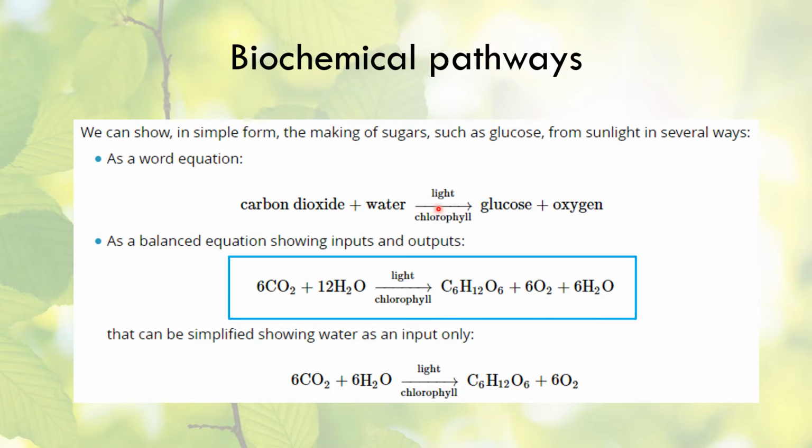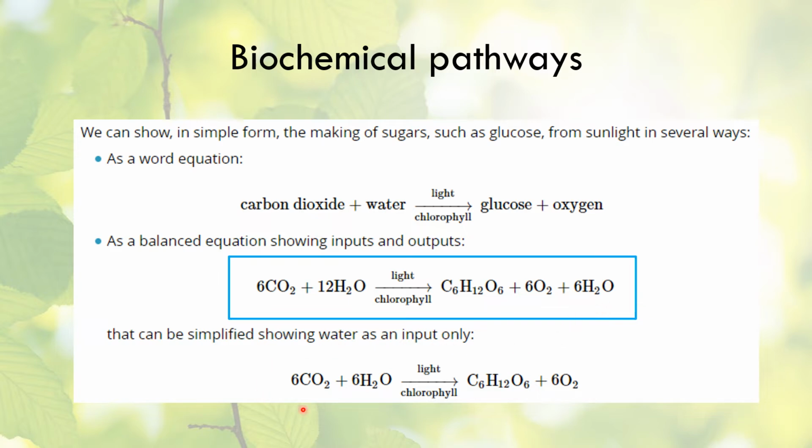It's really important that you note that light and chlorophyll are not used up in the reaction. They are almost similar to enzymes in the fact that they're not used. So it's important to make sure that you have those above and below the arrow, not either side of the arrow. You can see that we've got two different equations here. We've got this one here, which shows 6 carbon dioxides plus 12 water, in the presence of light and chlorophyll, will produce our 1 glucose molecule plus 6 molecules of oxygen plus 6 molecules of water.